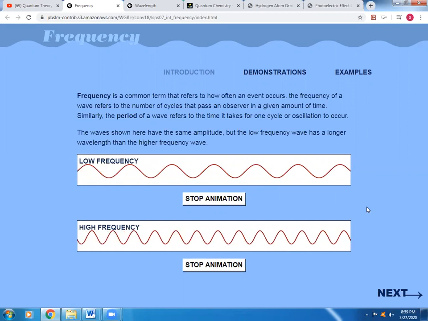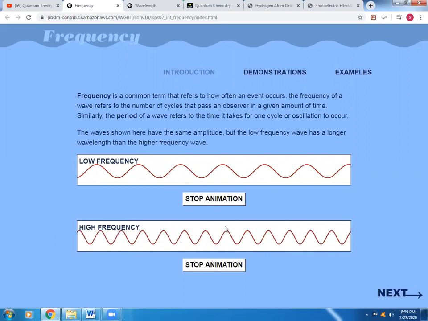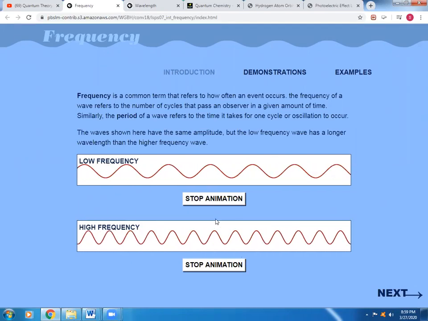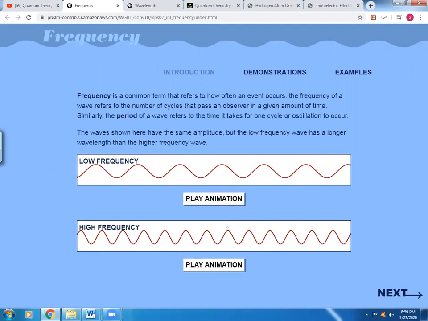Okay. So again, you see you have more waves passing in the one down here because it has a shorter wavelength. So this wavelength is, let's say, from here to there. Look how small that wavelength is versus that wavelength. So again, low frequency means you have a longer wavelength. High frequency means you have a shorter wavelength.